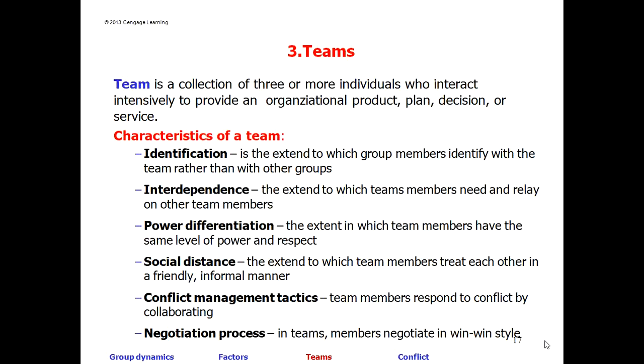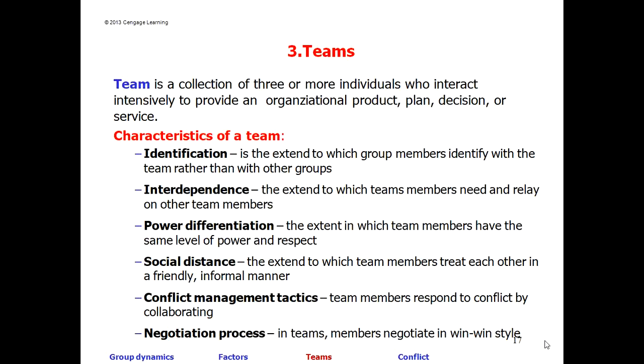Characteristics of a team: identification, interdependence, power differentiation, social distance, conflict management tactics and negotiation process. In any organization or an industry, nowadays, most of the companies like MNCs work mostly on teams. Even in SABIC, I'm told they are working on teams. GE follows the pattern of teams also, because they feel they are more realistic and more result oriented, as they provide a product plan, decision or service.